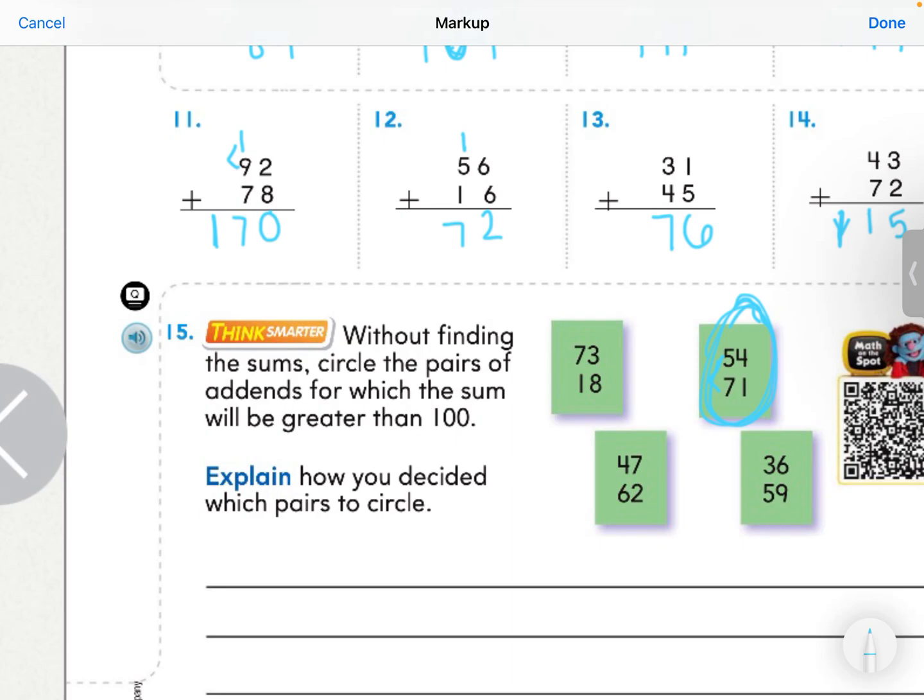Using that same thought, what else could you put together? What other add-ins do you think if you put them together would get you to a sum greater than 100? If you said 47 and 62, I agree because I know that 40 and 60 does get me to 100 automatically. And so as long as they have some ones, which I notice that they do, they have 7 and 2, that's bigger than 100. So then it says, explain how you decided which pairs to circle. Well, what did we do, friends? We looked at the tens. Go ahead and pause and get that copied down, please.